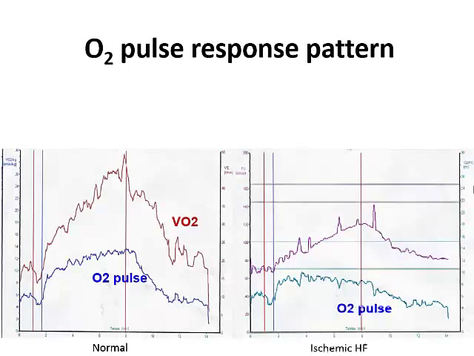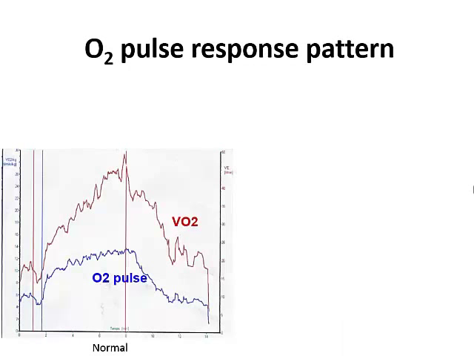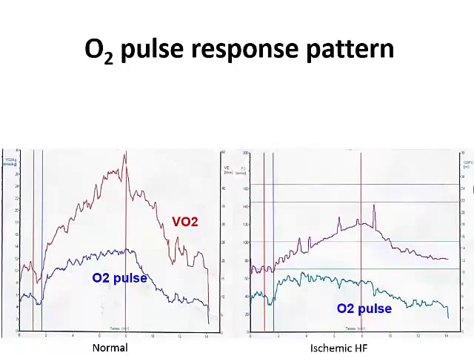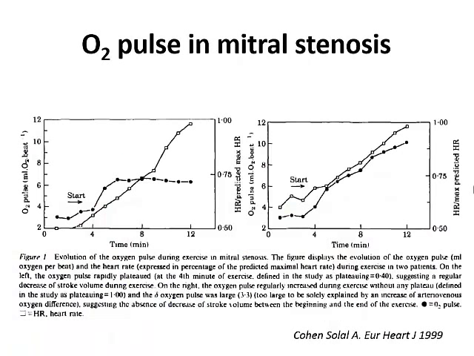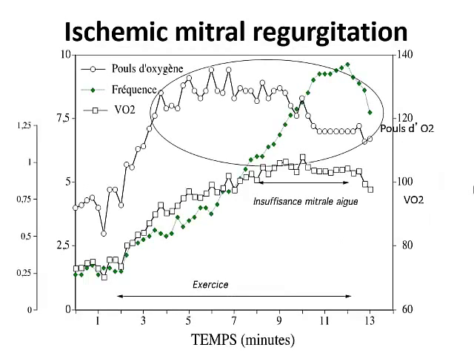And for example, you can see here a normal response of the oxygen pulse in a normal subject, and the pathologic response in a patient with heart failure, where you have a plateauing or a decrease in oxygen pulse, which is very pathologic because it's the product of stroke volume by arteriovenous oxygen difference. Arteriovenous oxygen difference increases, so this means stroke volume decreases. Okay, this is the same in mitral stenosis. I will skip on this.